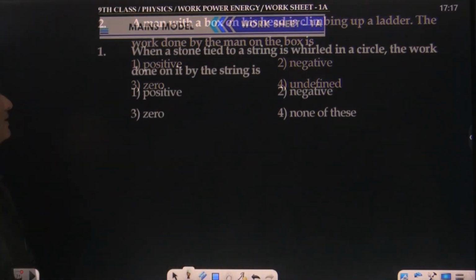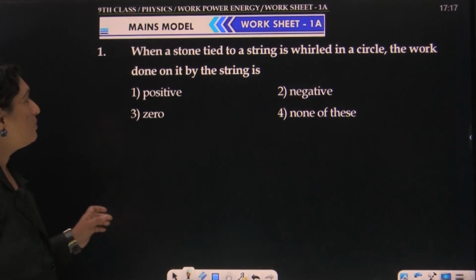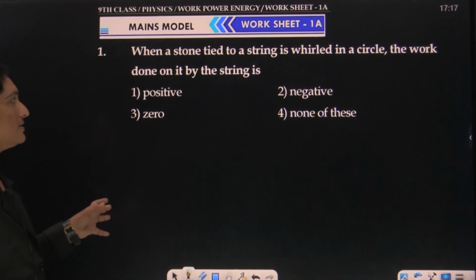Hello children, welcome back. So let us continue with the worksheet number 1A from work, power, energy, numericals. So let us start with the first problem, that is, when a stone tied to a string is whirled in a circle, the work done on it by the string is.